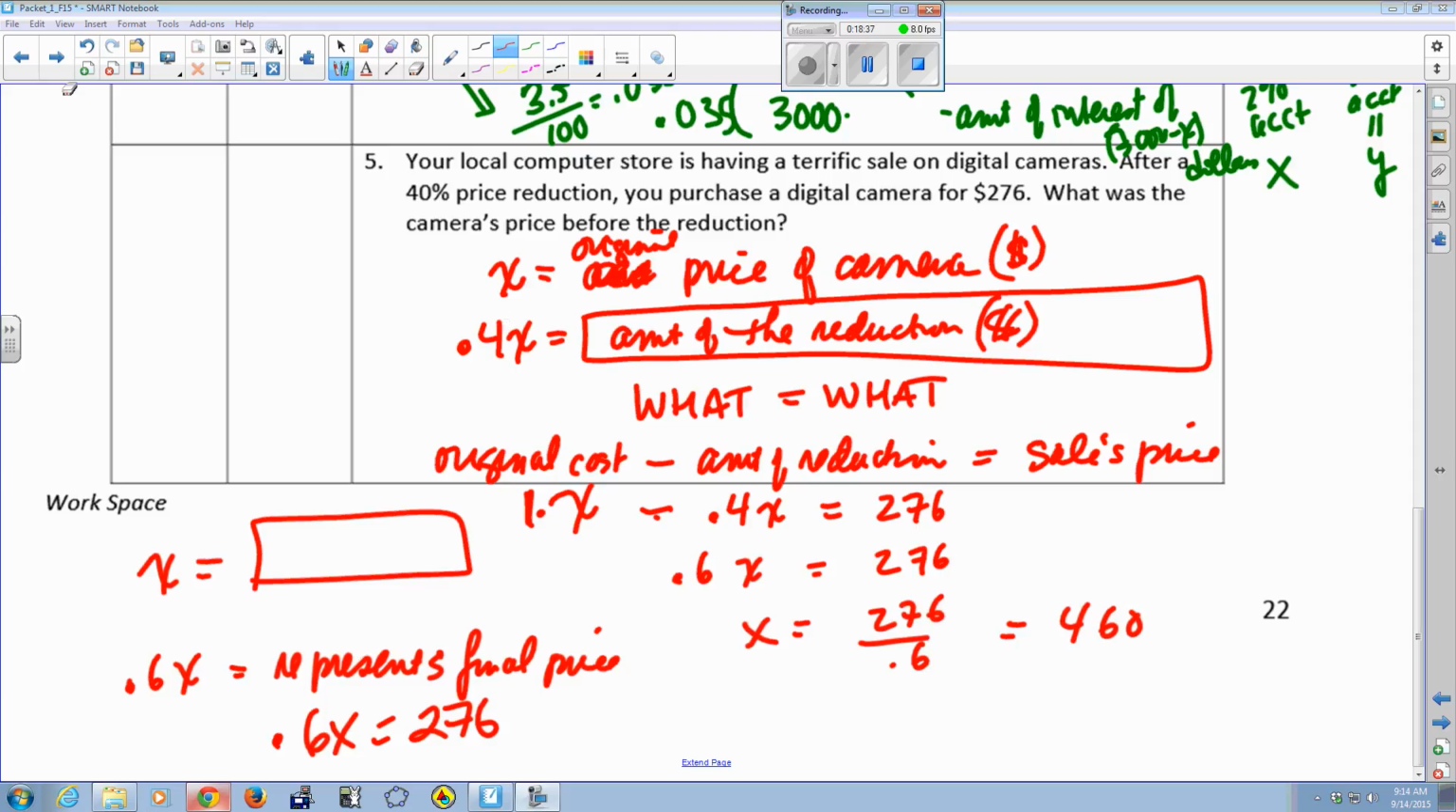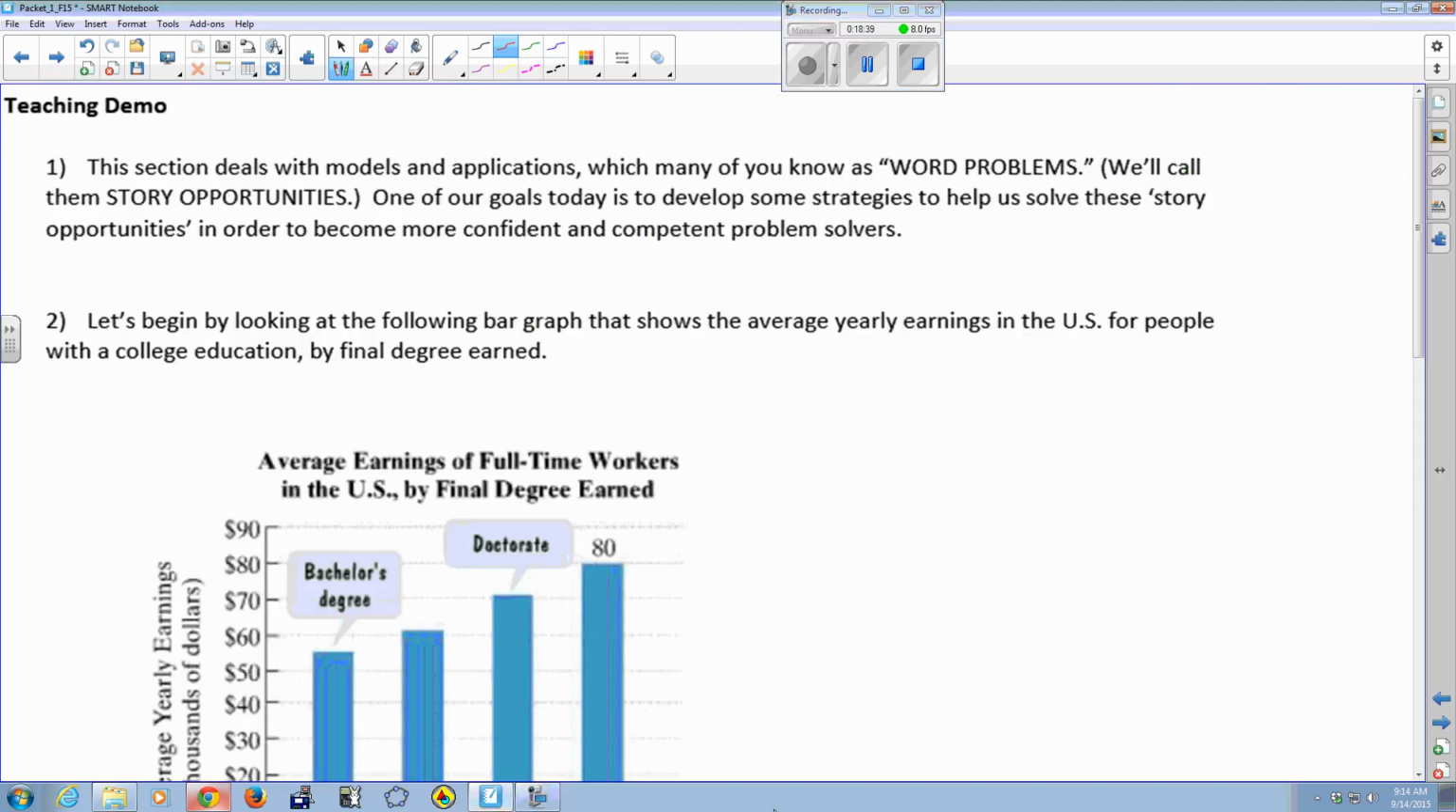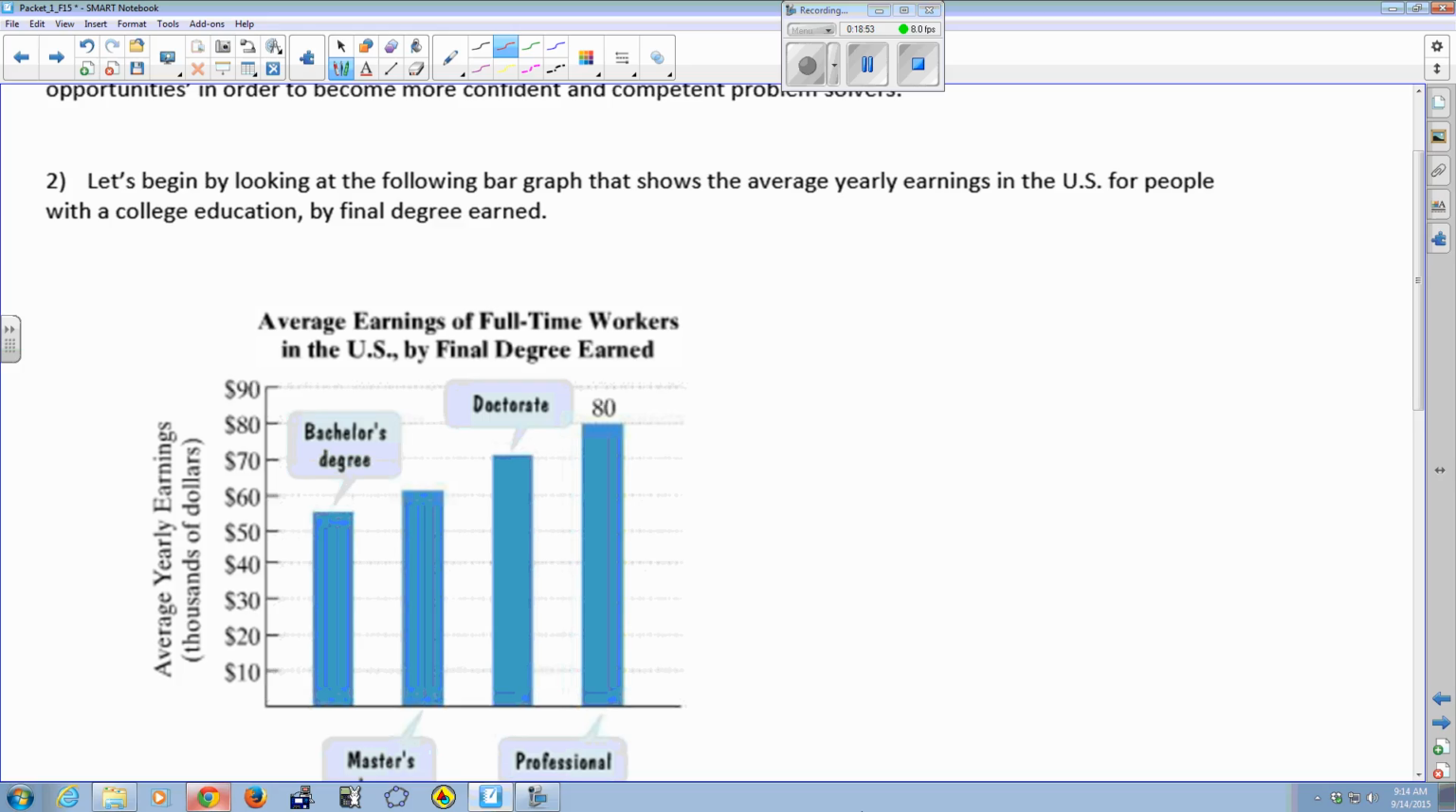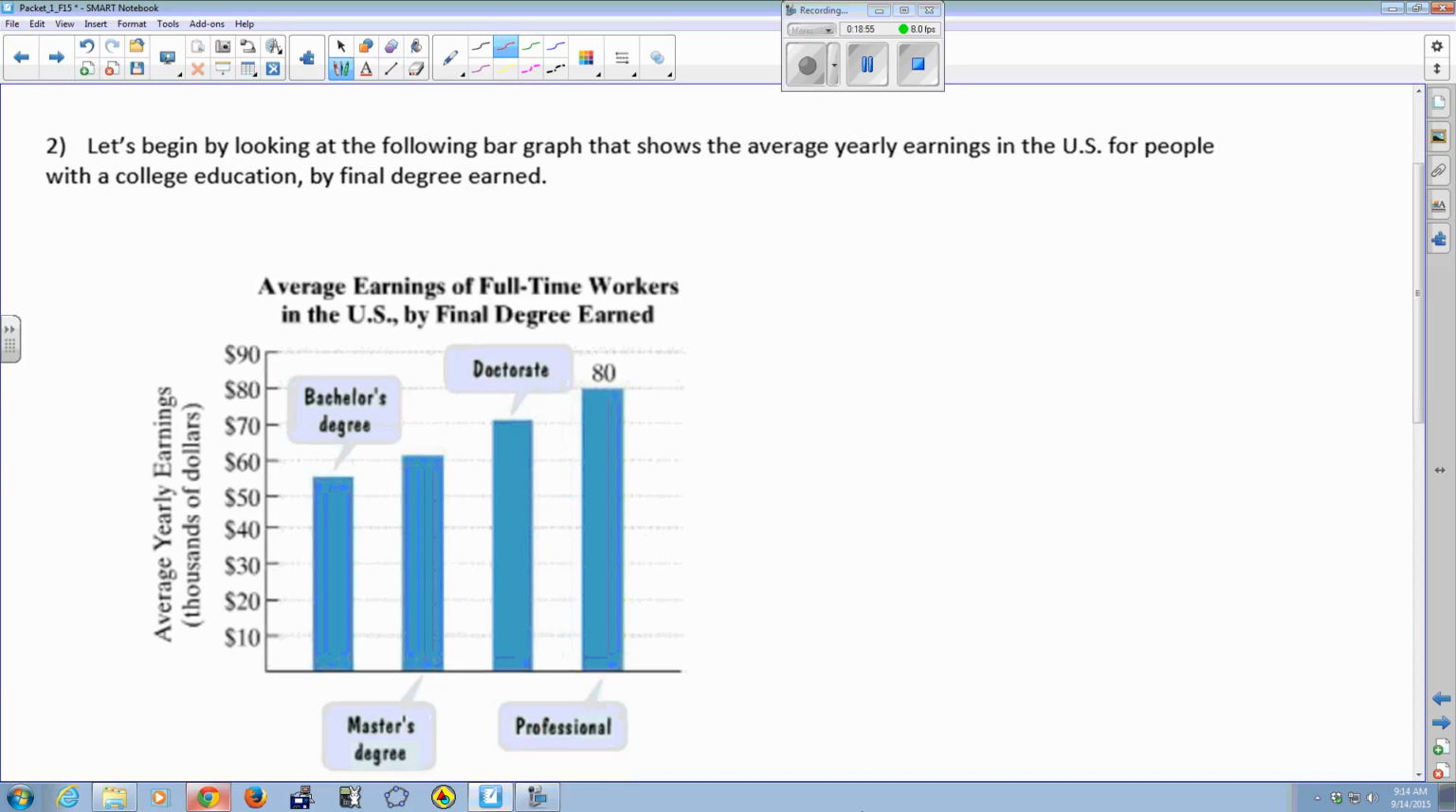All right, so let's do one problem together as a class. We've already talked about this, the story opportunities. So let's begin with this problem, and I'm going to go through a series of steps with you together to show you how you would approach some of these problems. Julian, you want to start us off by reading it?